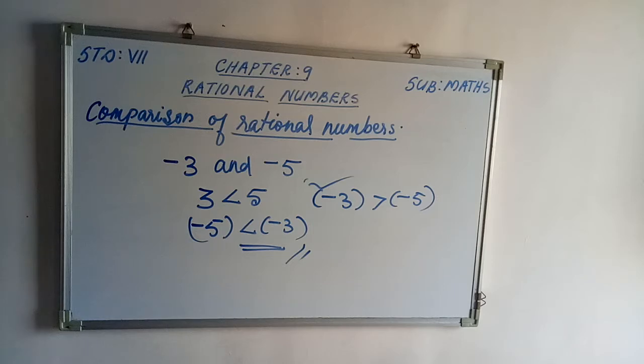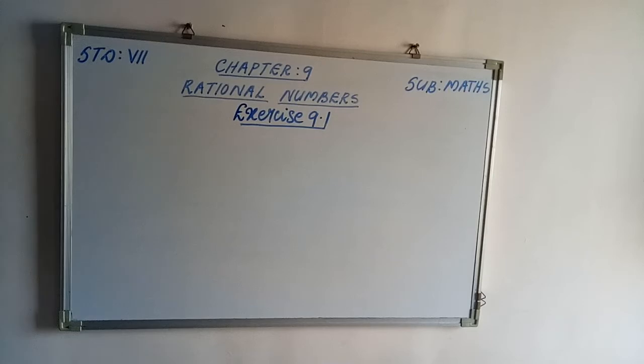And how to find rational numbers between two rational numbers? Between two rational numbers, we can find unlimited rational numbers, which we will see while solving the exercises. Okay? Now we can start with exercise 9.1. Exercise 9.1, textbook, page 182. First question, I have to copy the question from the textbook.